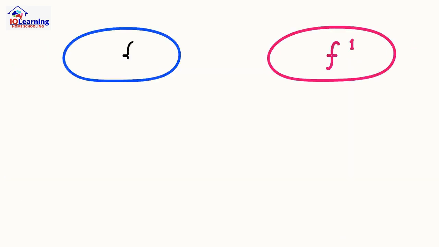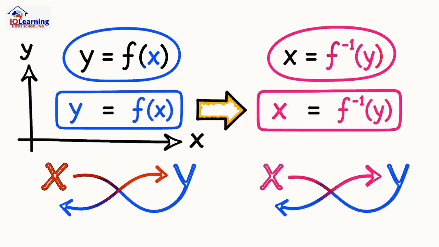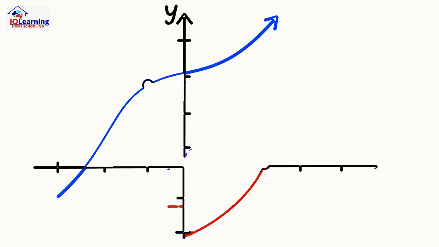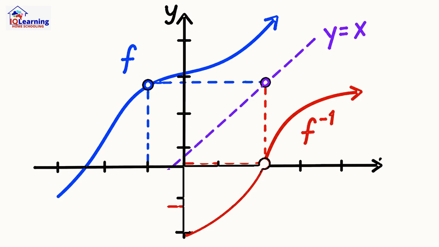Finding an inverse is a neat algebraic trick. You just swap the x and y variables and solve. Graphically, it's even cooler. The graph of an inverse is a perfect reflection of the original function across the diagonal line y equals x.